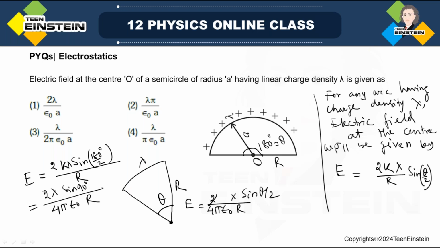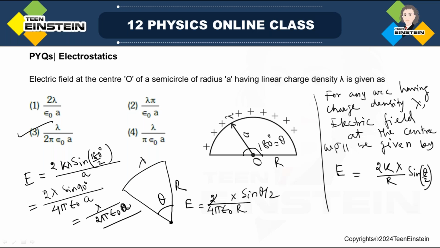Now do a little bit more simplification. Sine 90 degrees is 1, isn't it? So what do you get? You get lambda by 2 pi epsilon naught r. So this will be the answer, lambda by 2 pi epsilon naught r. Here the radius was given as a, not r, so it will be small a: lambda by 2 pi epsilon naught a. So option 3 will be the correct answer for this question.